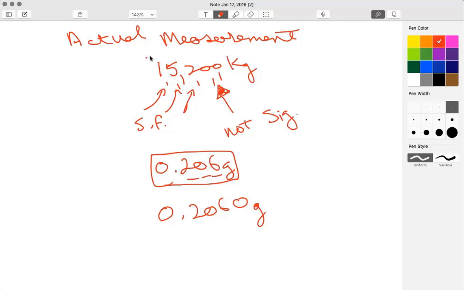And so we'll go over how to communicate, how to read the numbers. If we see a number, how to read how many significant figures are in it, and how to report how many significant figures we're going to give to somebody else.